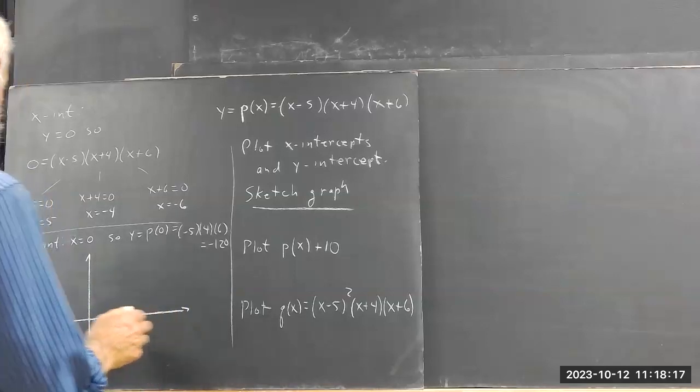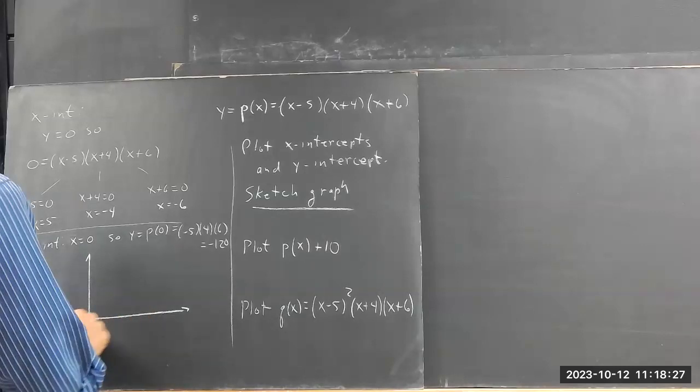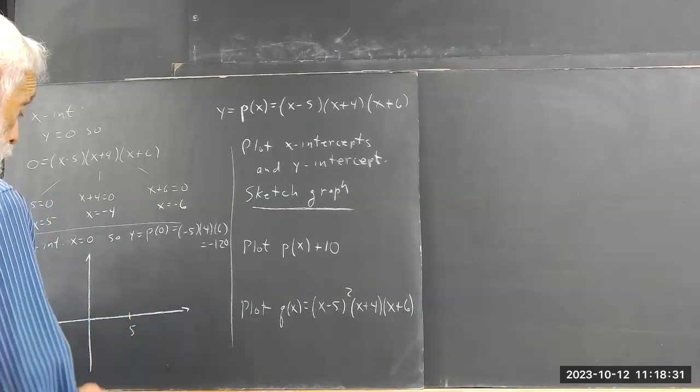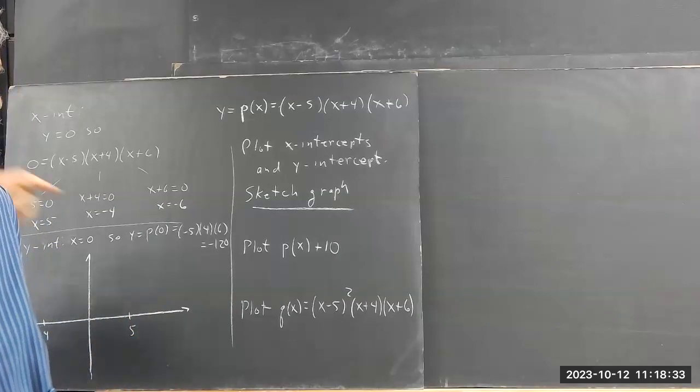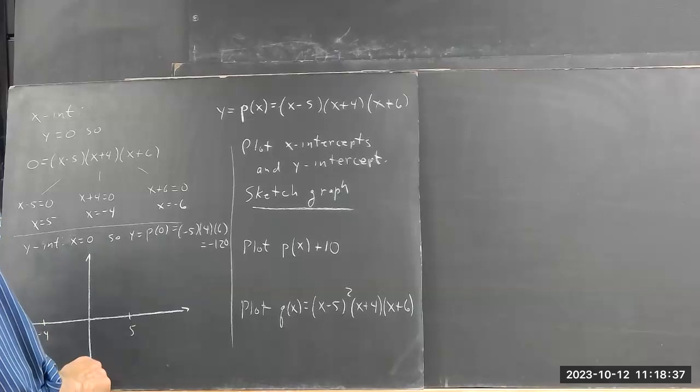Let's see, we've got -6 over here. And then -4 will be 2/3 of the way from 0 to -6. And 5 will be out here. It'll be here. And then the y-intercept, 0, -120.